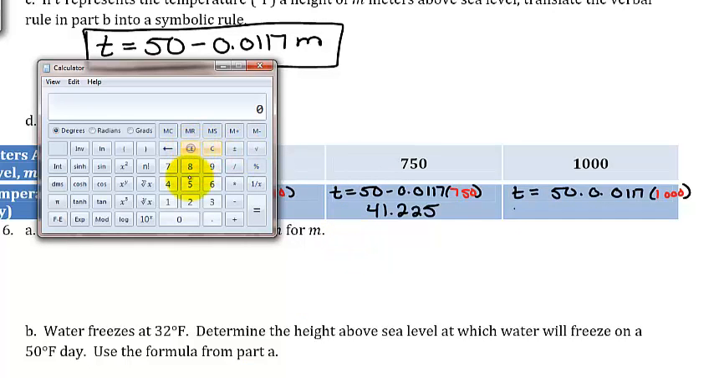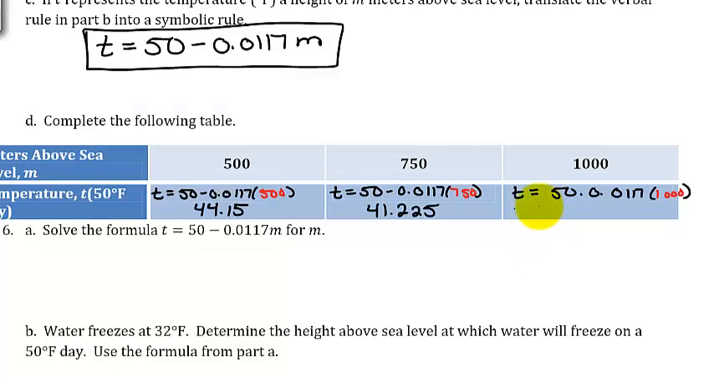Plug that into our calculators. We get 50 minus 0.0117 times 1,000, and we get 38.3.